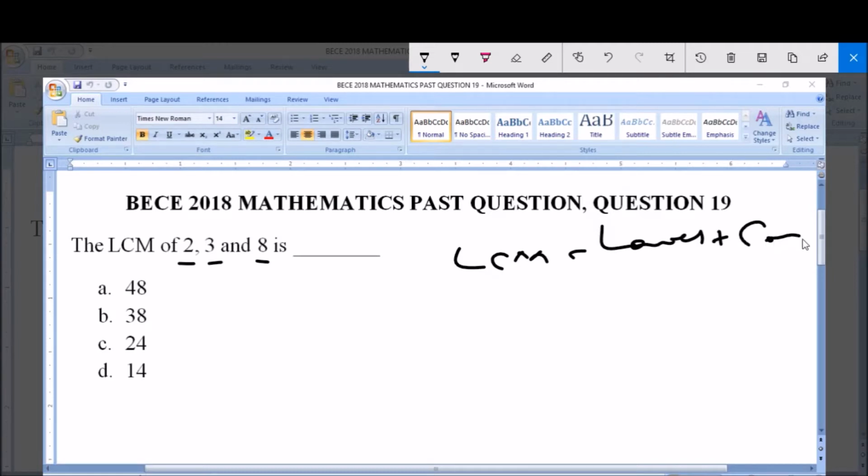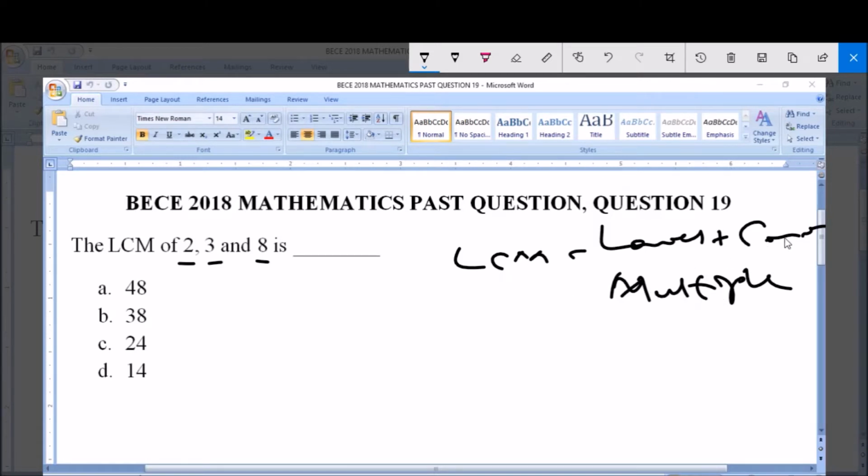Lowest common multiple. That's the full meaning of LCM. Now, like you know, multiple of numbers simply means what? That is like the product of that number. Let's say, for instance, you have a number 2. Multiples of 2 simply means the result of the product of 2. Like when you have 2 times 1, 2, 2 times 2, 4, you say 4 is the product of 2. That is a multiple of 2.